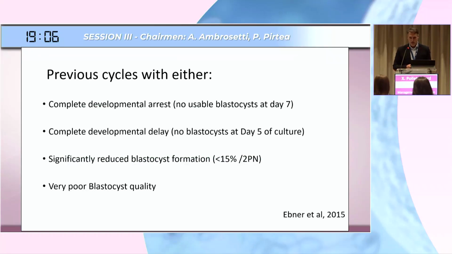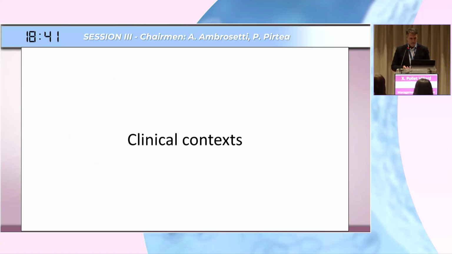complete developmental arrest, so no usable blastocyst at day 7, complete developmental delay, so no blastocyst at day 5 of culture, or significantly reduced blastocyst formation, i.e. less than 15% blastocyst per 2PN zygotes. And also, all the patients who only have very poor morphological quality.